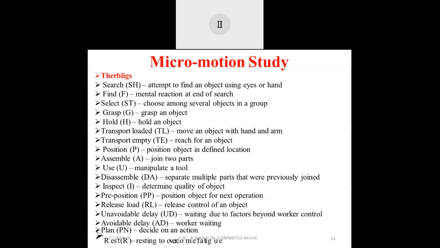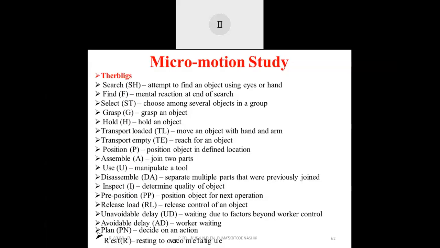Then assemble. If assembling is going on, at that time this Therblig will come: assemble, join two parts. Next Therblig is use: manipulate a tool. We collect the tool and we need to use it, by manipulating it, changing its diameter, its angle, its position. So we need to manipulate. Then disassemble. Sometimes we need to disassemble a few things: separate multiple parts that were previously joined.